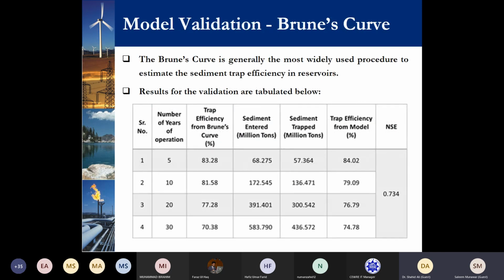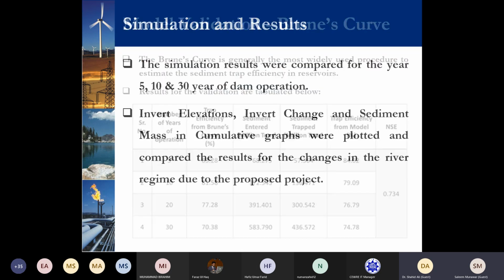After the calibration and validation of the model, the dam was inserted in the geometry and it was validated again with the Brune's curve. Brune's curve is generally the most widely used procedure to estimate the sediment trap efficiency in reservoirs. This is the table which shows the results of the validation with the Brune's curve. In the third column, you can see the trap efficiency obtained from the Brune's curve against 5, 10, 20, and 30 years of dam operation. And in the second last column, you can see the trap efficiency obtained from the model. Overall results show the Nash coefficient of 0.734, which shows good results.